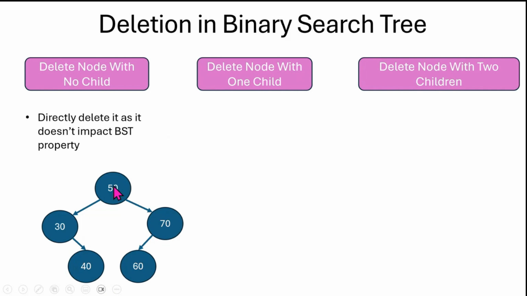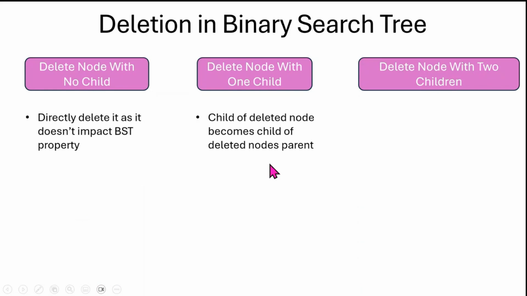Basically, for each node, the smaller values than that node are on the left side and greater values than that node value are on the right side of that node. So if we delete the 20, which was the node with no child, it did not impact that binary search tree property. So we can directly delete it. So basically, we are physically removing that node 20.